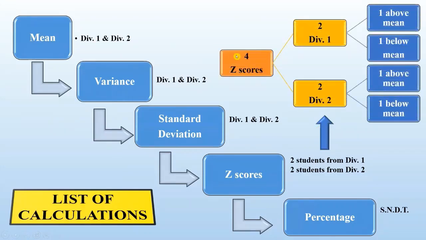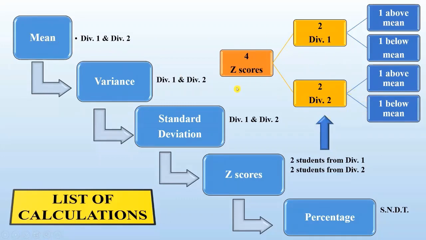Now, for calculating the 4 Z scores, we are going to select 2 students from each of the division. Now there is a criteria for selection. So when you're going to select 2 students from division 1, we have to select one student whose score is above the mean and one student whose score is below the mean. Same way we have to repeat it for division 2 as well. So one student whose score should be above the mean and the another student score should be below the mean.